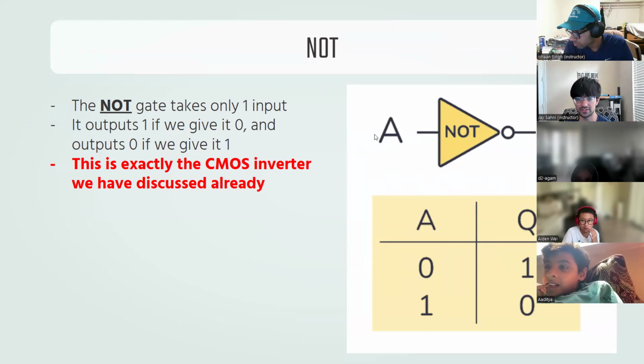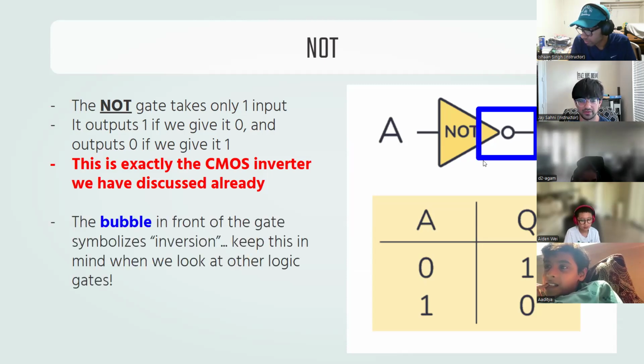So let's cover our first gate. This is our simplest gate in terms of inputs. So it only takes one. And this is what we call our NOT gate. Important thing to note here first is that, again, one input and this inversion bubble here.